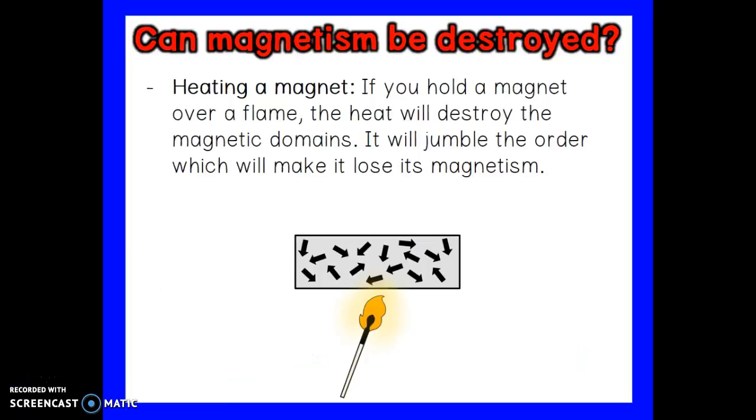What if you heat up a magnet? If you hold a magnet over a flame, the heat will destroy the magnetic domains. They won't be lined up anymore. They'll be jumbled and magnetism will be lost.